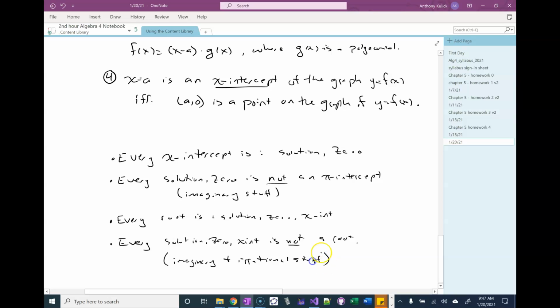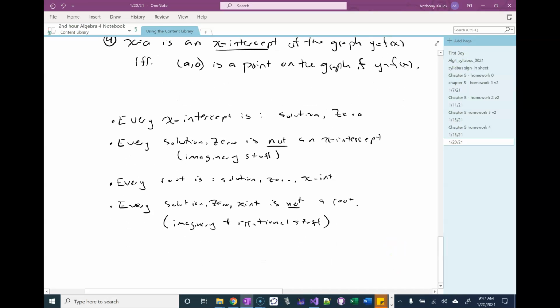So the issue there would be the imaginary things and the irrational things. Okay, so far so good.